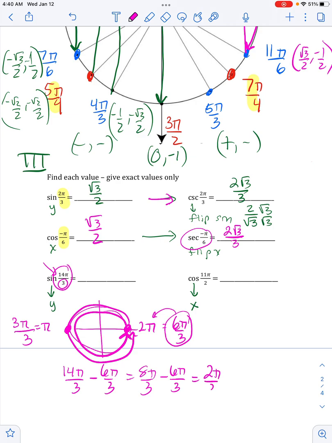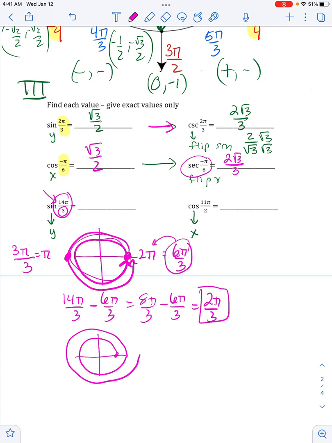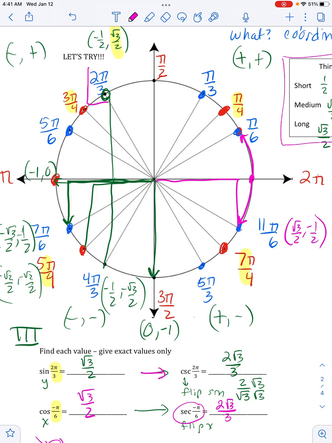So when I do it again, now I'm at 2 pi thirds. So this is going to land at 2 pi thirds. It just means that you started here, you went around once, which was equivalent to 6 pi thirds. A second time was up to 12 pi thirds, because 6 plus 6. So I had to go 2 pi thirds more. It doesn't matter how many times you go around to get there. It only matters where you land.